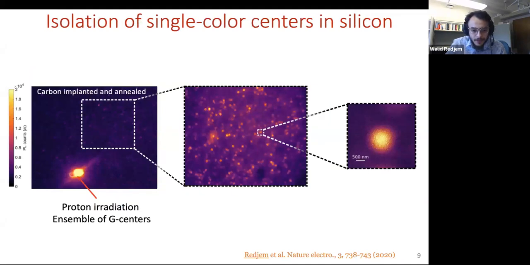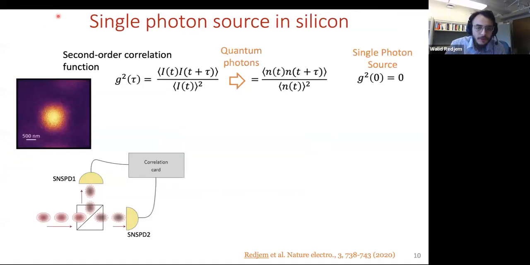So the irradiated area contains a lot of G centers. But if you look a little bit away, you can see discrete spots on the sample. I zoom in here, and again, you can see a diffraction limited spot. And you can think, oh, maybe this is a single center or a single photon source. So what you do is measure the second order autocorrelation function, the g2. And basically the g2 will measure the correlation between two consecutive photons.